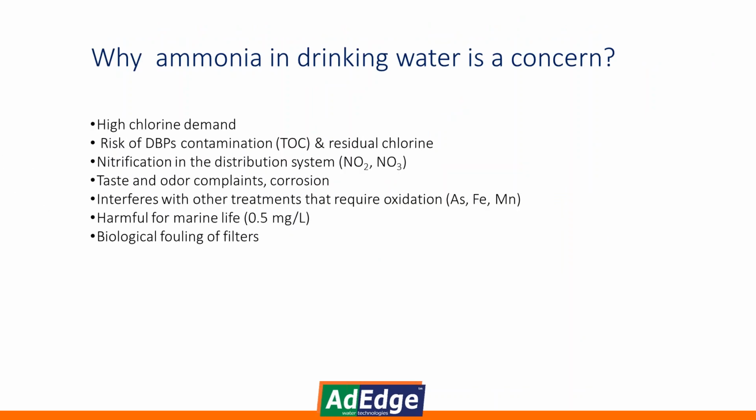So why is ammonia a concern? You do have high chlorine demand requirements when you have ammonia. You do risk DBP contamination, TOC, and when you add the residual chlorine, you can get nitrification in the distribution system back to nitrites. It can create some taste and odor complaints as well as corrosion. It does interfere with the treatments that require oxidation, such as arsenic, iron, and manganese. Though in conjunction with the ammonia system, because we are aerating the water, that's where the arsenic and iron and manganese do also come out in the system. It is harmful to marine life, and it can biologically foul filters.